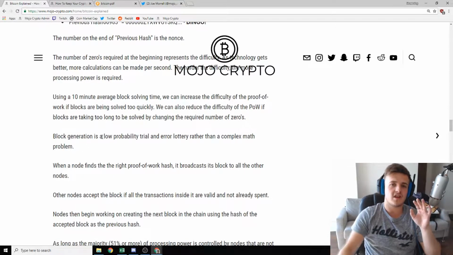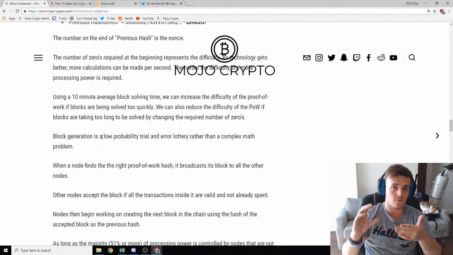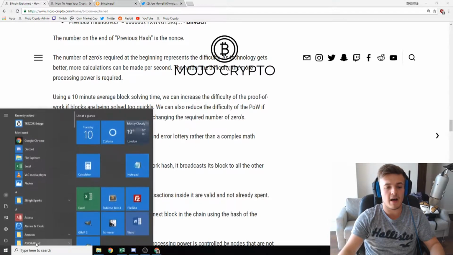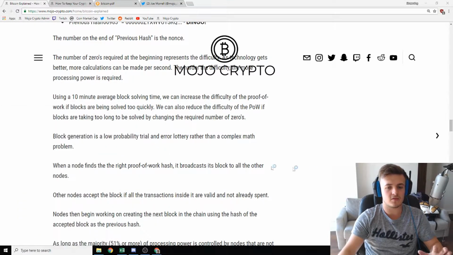So block generation, so solving the proof of work, is a low probability trial and error lottery rather than a complex math problem. Let me just load, I forgot to load up Streamlabs.